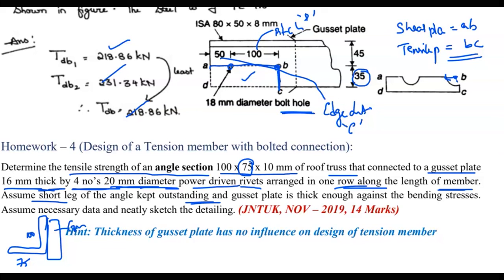Okay, and the gusset plate is thick enough against the bending stresses, so don't worry about that. And necessary data is to be assumed and a neat drawing has to be done. And this question is given for 14 marks in November 2019 in your examination. So try to solve these problems, and if you have any doubts, just ask me.